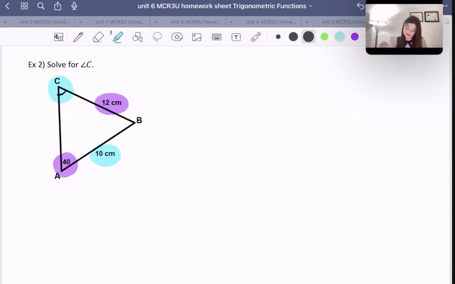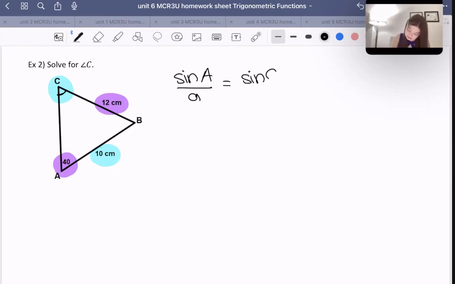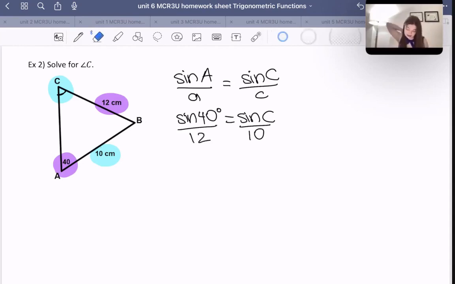So let's do it. We know that sine A over side A is equal to sine C over C. So let's now plug in our answers. We don't know what sine C is. We're trying to solve for C. We know that side C is 10, right? Our opposite is 10. And we know that sine A is sine 40. And we know that our side A is 12.